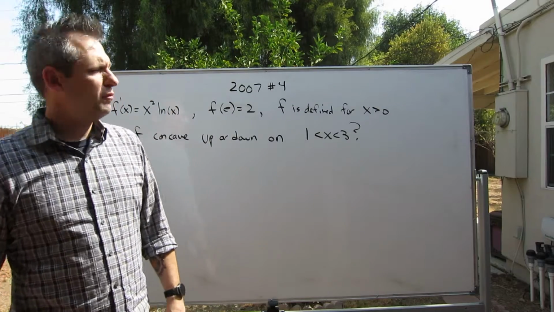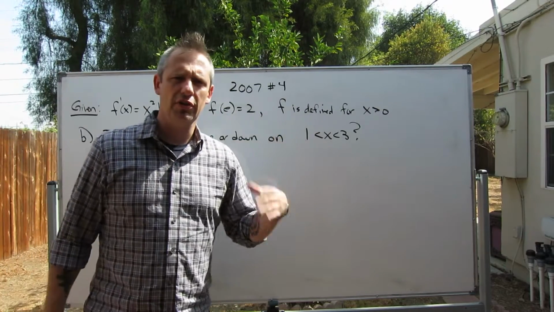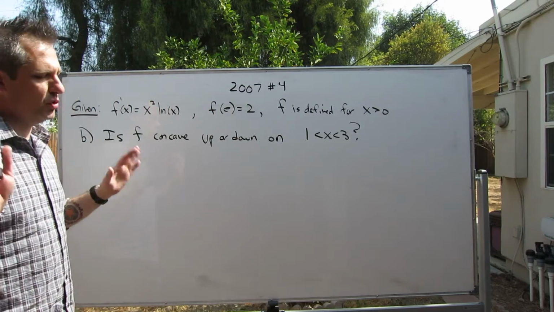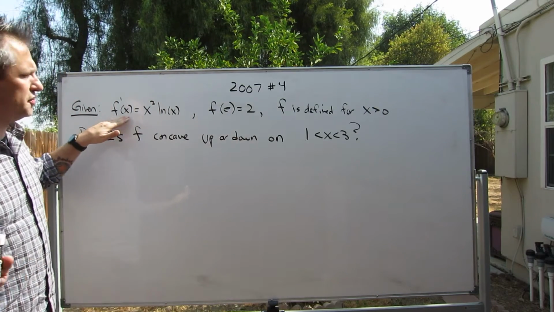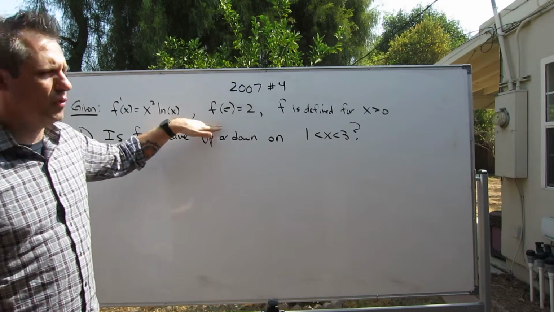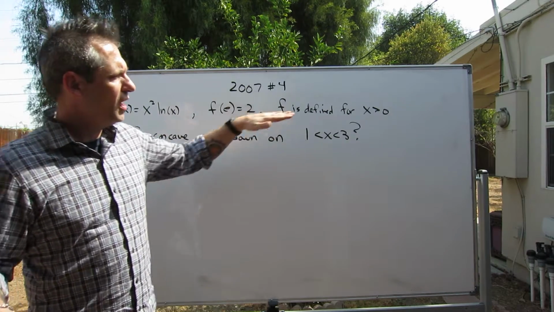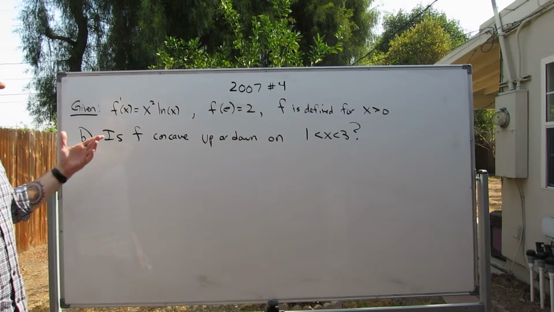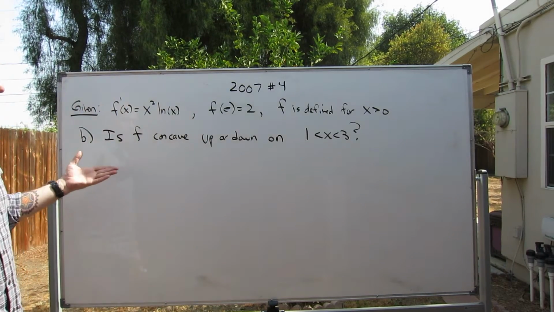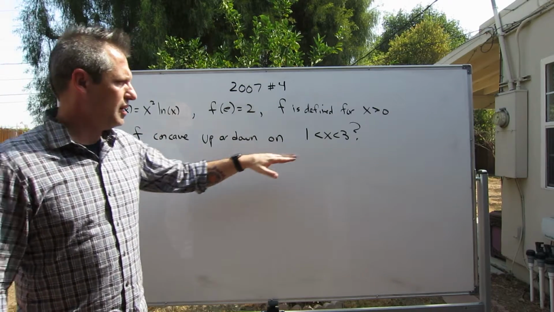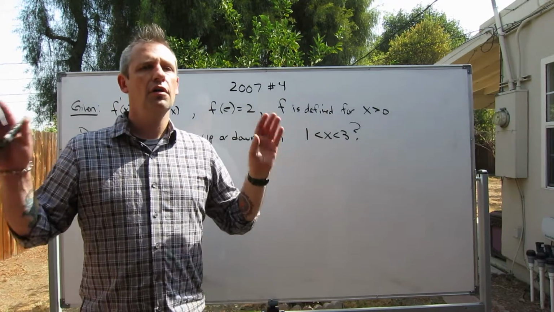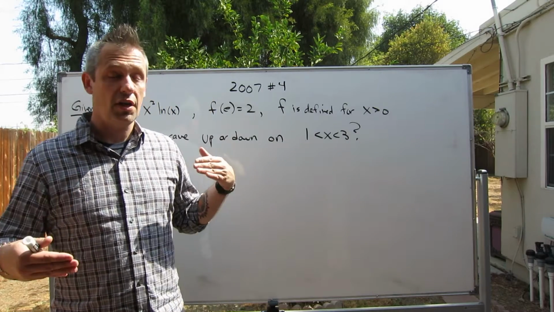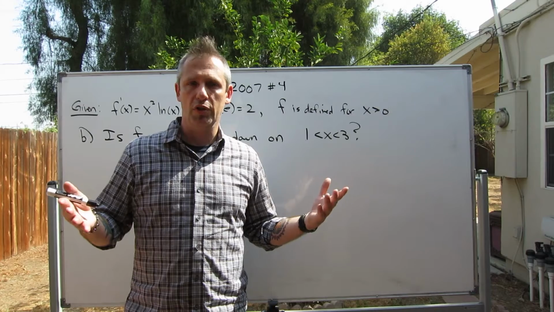Here we are on part B of this pretty old 2007 number 4 AP Calculus BC problem. We're dealing with this function, which we don't actually know. We know that its derivative is x squared natural log of x. We know that when you plug in e, you get 2, and we know it's defined for x greater than 0. This question asks, is the function f concave up or down on the interval from 1 to 3? Very straightforward problem if you understand that the second derivative's job is to tell you about the concavity of the original function.